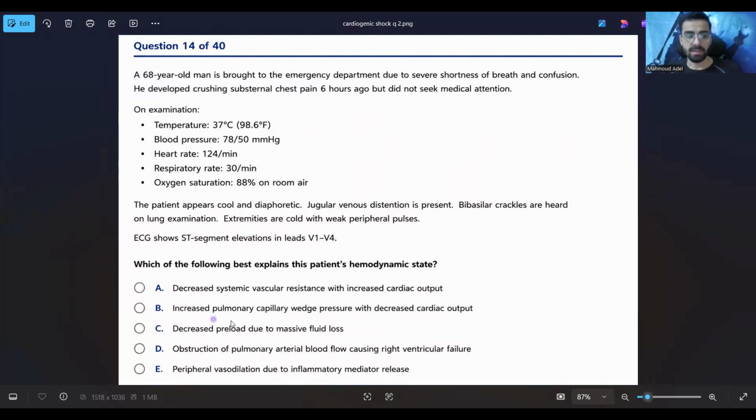The second answer, increased pulmonary capillary wedge pressure with decreased cardiac output. This is the right answer. Okay. The third answer, decreased preload due to massive fluid loss. That's wrong. That's the answer for a hypovolemic shock. Okay. Obstruction of pulmonary arterial blood flow causing right ventricular failure. That's the wrong answer because this is the answer for an obstructive shock. Okay. Peripheral vasodilation due to inflammatory mediator release, that's the answer for an anaphylactic shock.